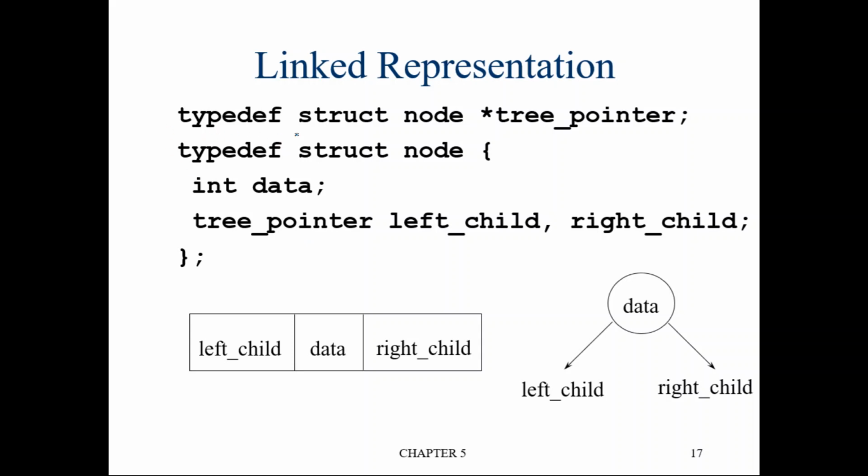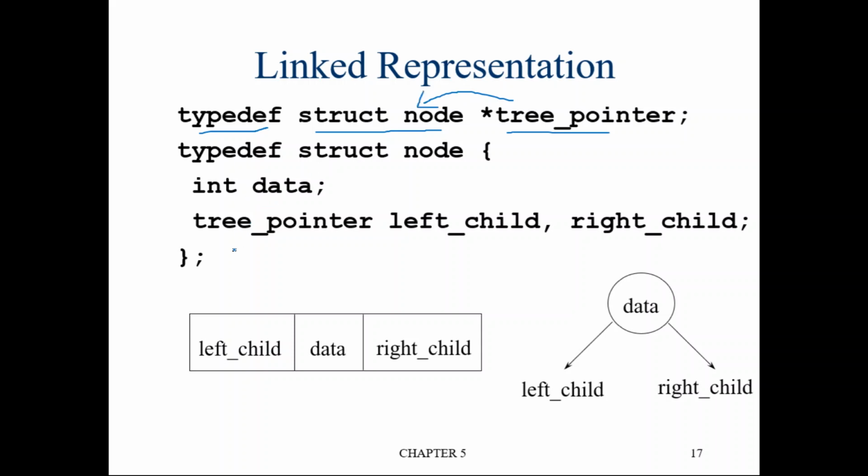C allows you to create a user defined data type for a structure even before the structure is created. So struct node is not yet created, but before that we are creating a user defined data type for it, which is tree pointer. That is, it is a pointer. Using this you can define data types like a pointer to the structure node.